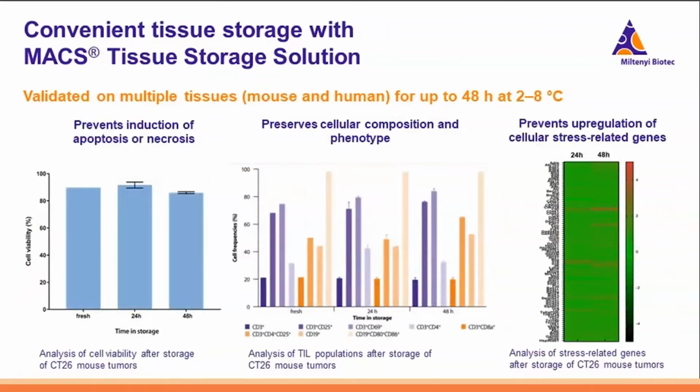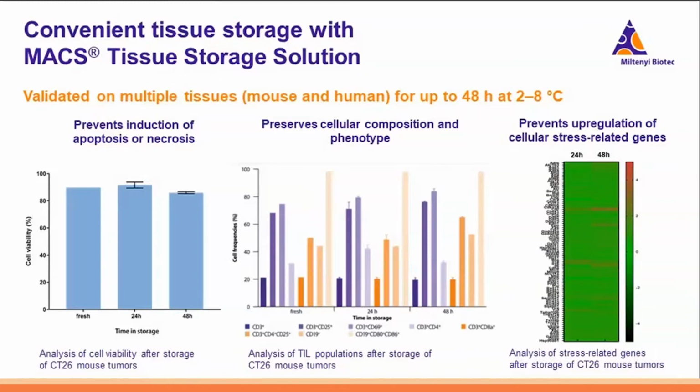Sometimes tissue samples need to be shipped to and from collaboration sites or be processed at different time points than the day of extraction. In these cases, a short-term storage of the tissues is a convenient solution, which is possible using the MACS tissue storage solution. We have validated this reagent on multiple tissues from murine and human origin for up to 48 hours at 2 to 8 degrees. It prevents the induction of apoptosis or necrosis of the tissues, keeping the cells with high viability over time, as you can see in this example of stored CD26 mouse tumors.